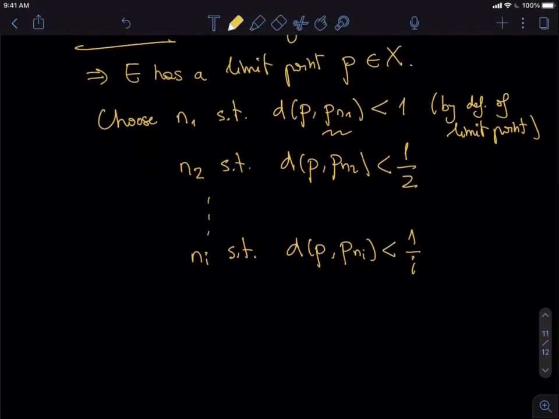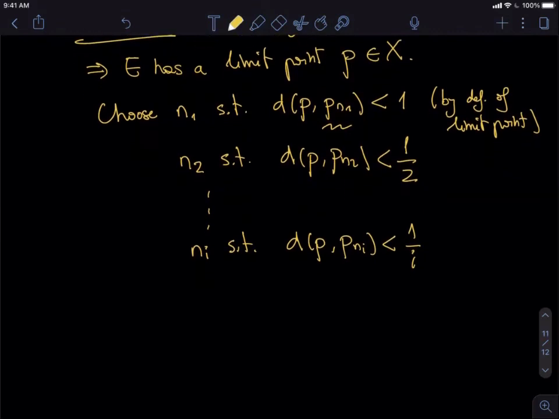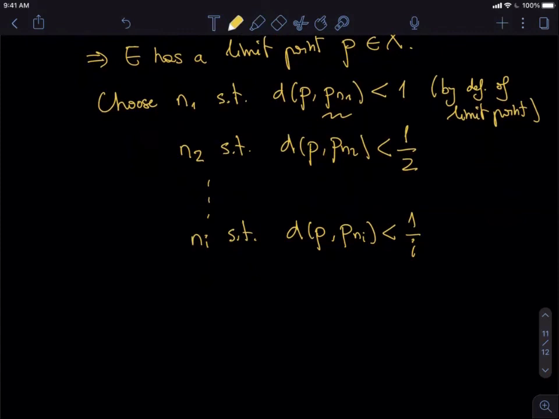Now, see what happens here? What we have shown is that the subsequence Pni converges to P. This is because for whatever epsilon you give me, I will be able to find some i such that 1/i is less than that epsilon. So from here we get the definition of convergence for the subsequence.